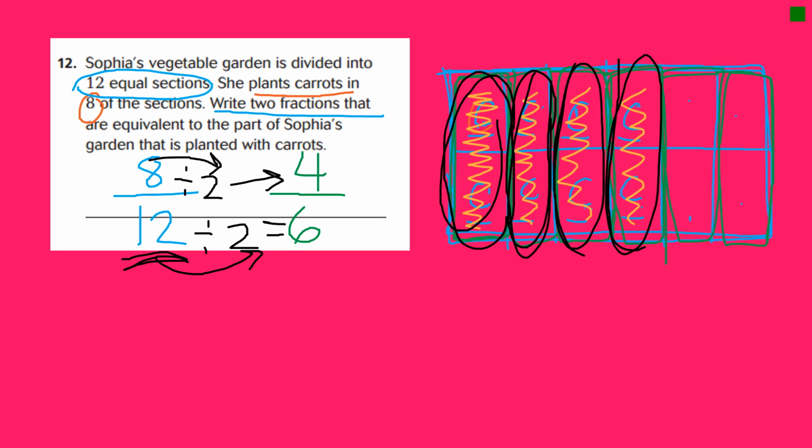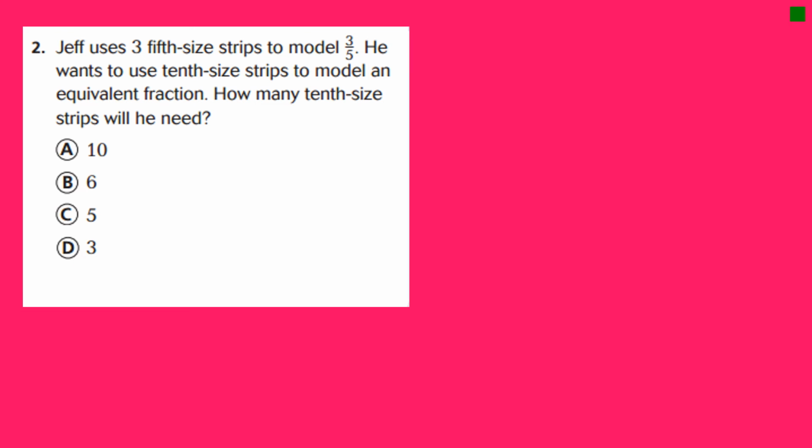Beautiful. Well, this is kind of a pretty colorful slide. All right, let's keep going. Now we are on the back. Let's see what Jeff's doing here.